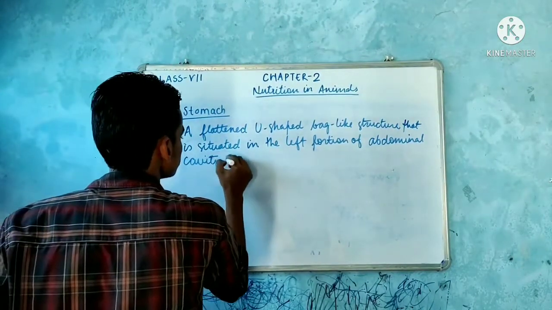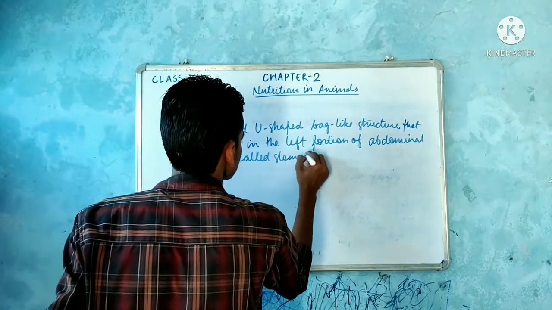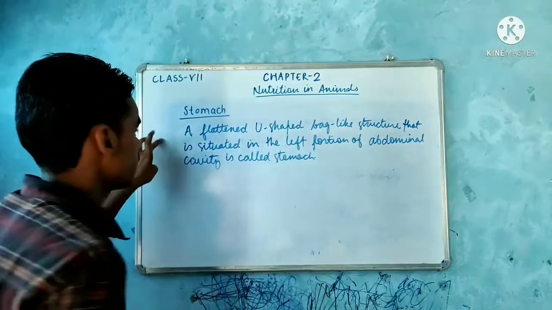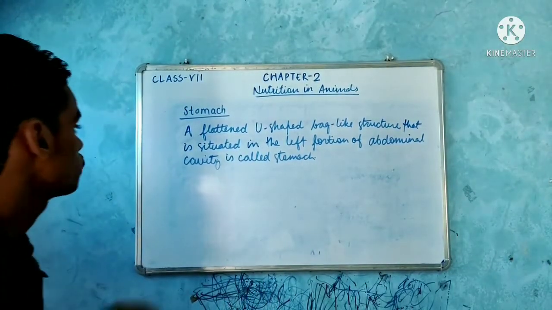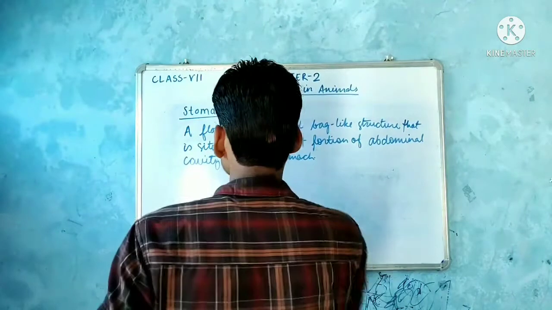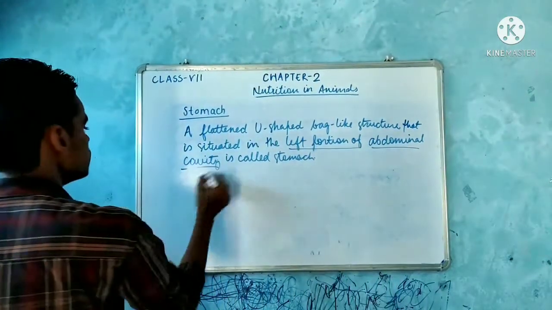It's called stomach. A flattened U-shaped bag-like structure that is situated in the left portion of abdominal cavity is called stomach. Means the stomach is situated in the left portion of abdominal cavity.